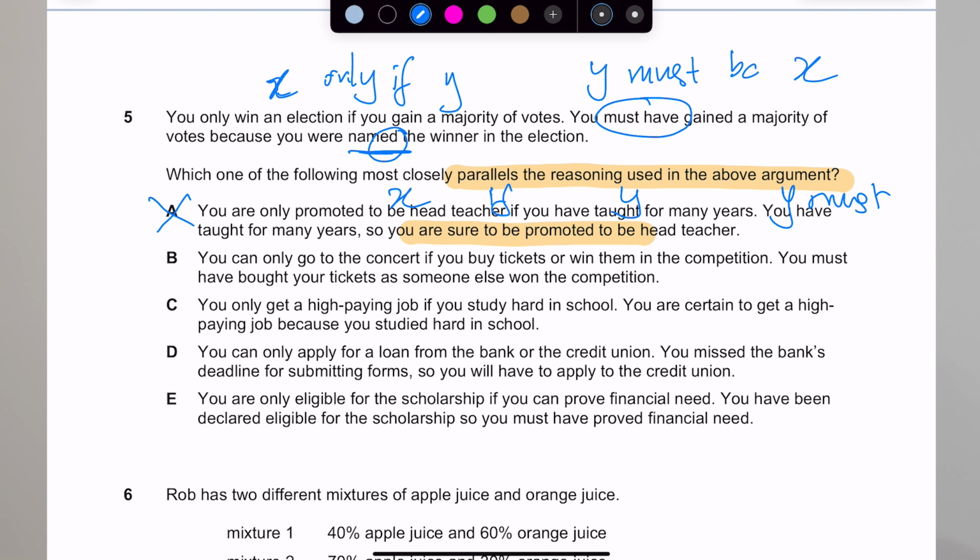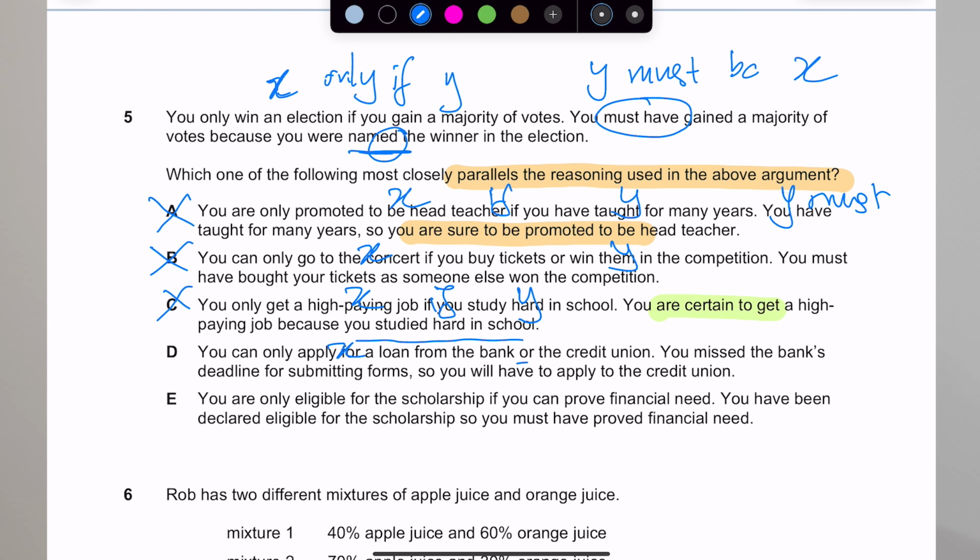You can only go to the concert if you buy tickets or win them in the competition. So the next sentence should be, you must have bought tickets or won them in competition because you are at the concert. But this is talking about someone else, so this is definitely wrong. You can only get a high paying job if you study hard in school. So the next sentence should be, you must have studied hard in school because you have a high paying job. This is you are certain to. So this is wrong because, again, it hasn't yet happened.